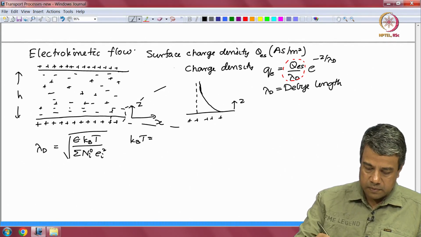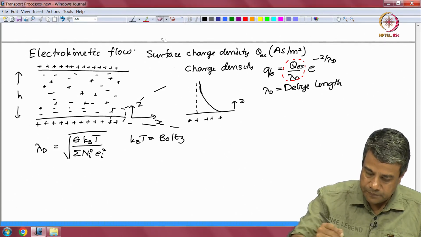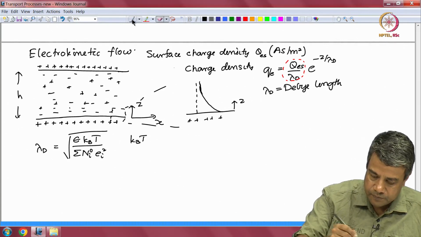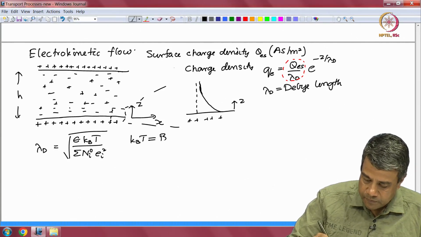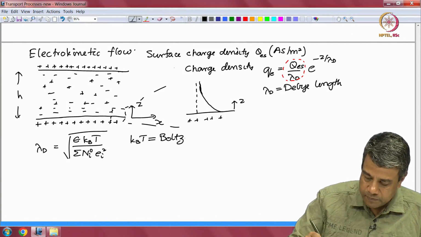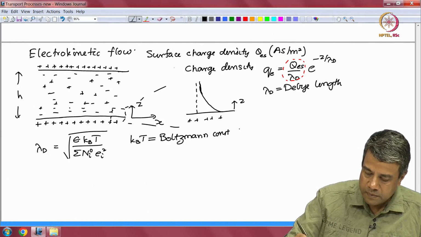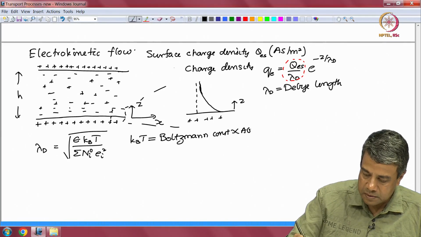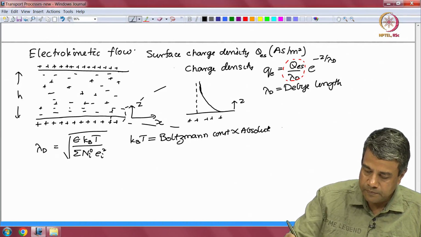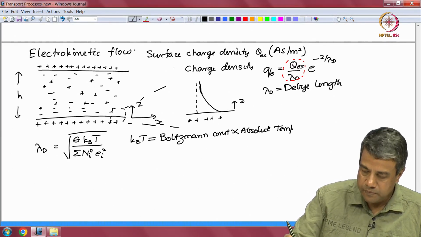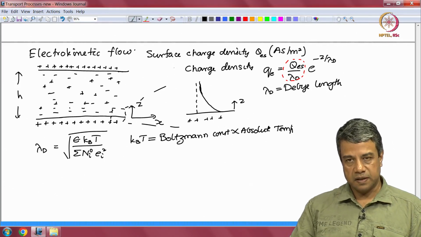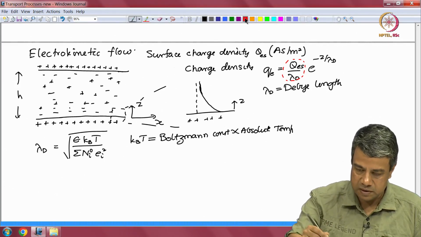kBT is equal to Boltzmann constant into temperature, absolute temperature. So, this has dimensions of energy. This has dimensions of joules.